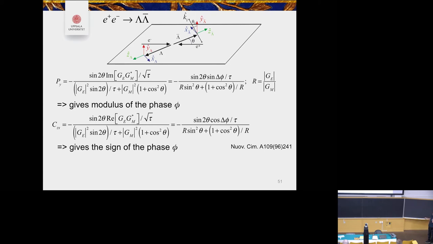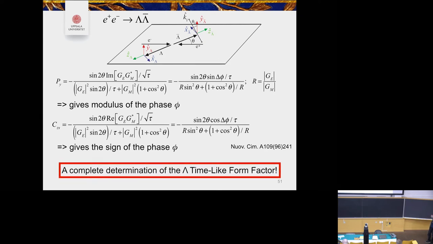But in the one photon exchange model, you have a closed expression for the polarization. So this is a scattering angle, and this is the phase, and this is the ratio R between GE and GM. And this you get from the angular distribution. So then you can measure polarization, which gives you the sine of the phase. But you also measure the spin correlation, where you replace this sine term by the cosine term of the phase. And that also gives you the cosine of the phase. So you can actually make a complete determination of the lambda time-like form factor in that way.